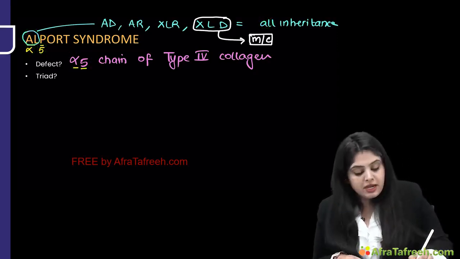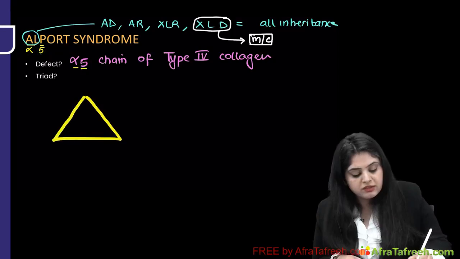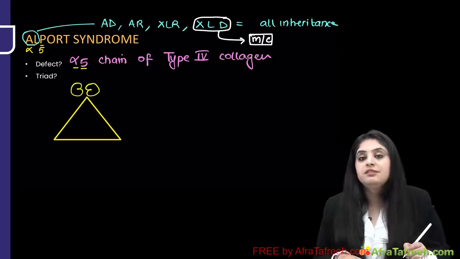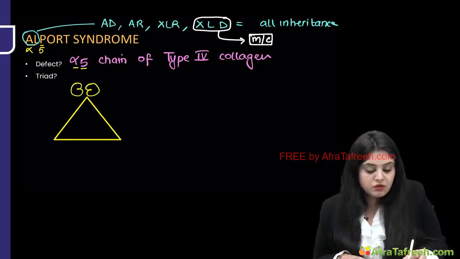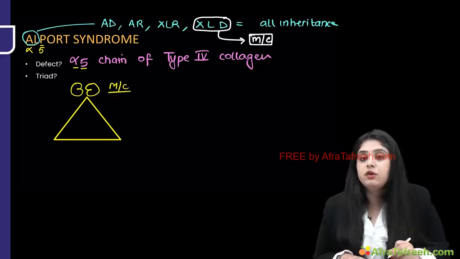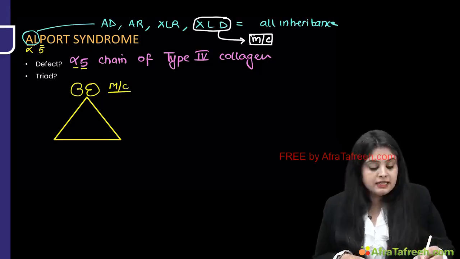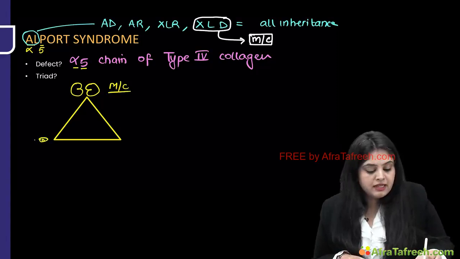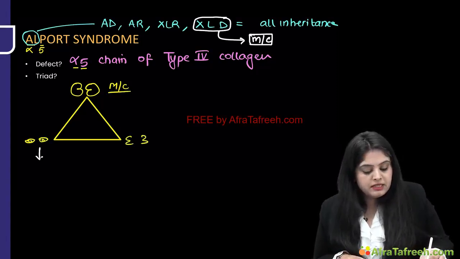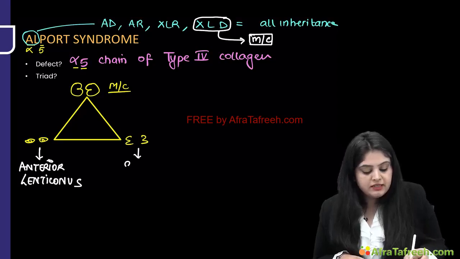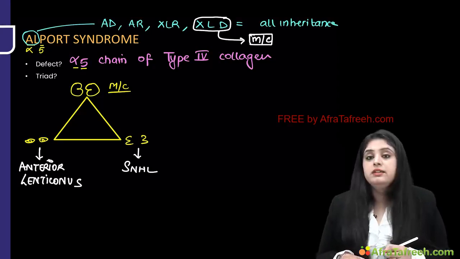The classical triad is what they are going to ask you next. Obviously, there is involvement of the kidney because you are studying the kidney chapter and you have studied that it has the nephritic syndrome. So kidney is the most common, of course. Apart from that, there is going to be a problem in the eyes and a problem in the ears. Please remember, in the eyes, there is an anterior lenticonus, and in the ears, there is sensorineural hearing loss.